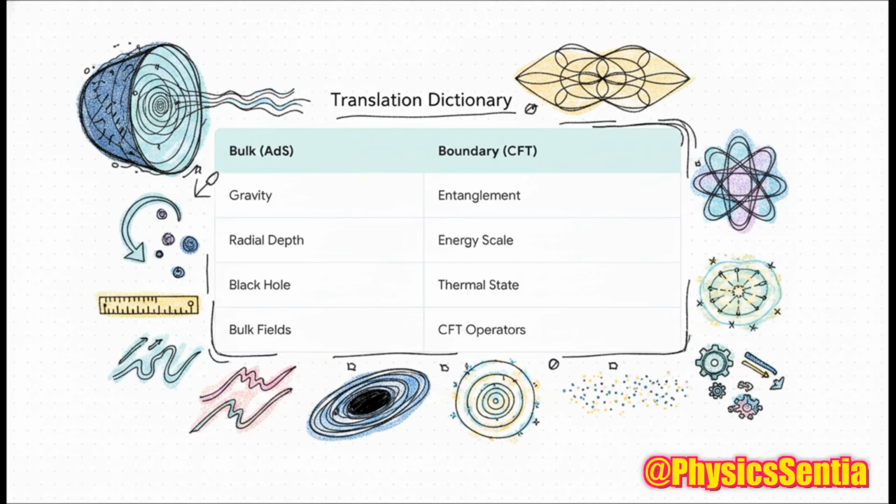Just look at this translation dictionary. Gravity and geometry in the bulk literally translate to quantum entanglement on the boundary. The radial depth in the bulk translates to the energy scale. A black hole in the bulk is simply a thermal state in the boundary theory. It's a perfect one-to-one Rosetta Stone for physics.